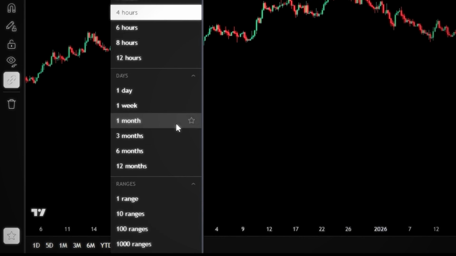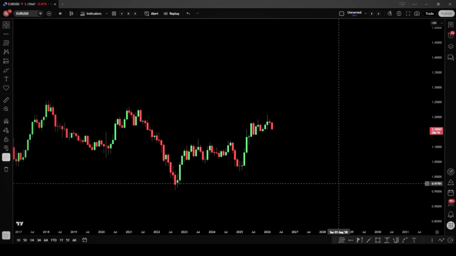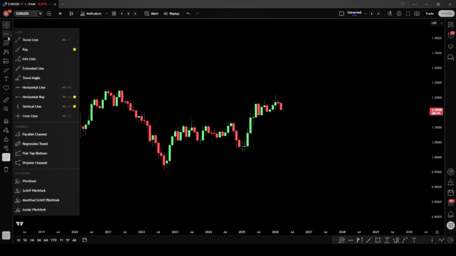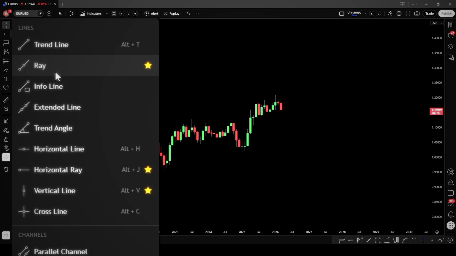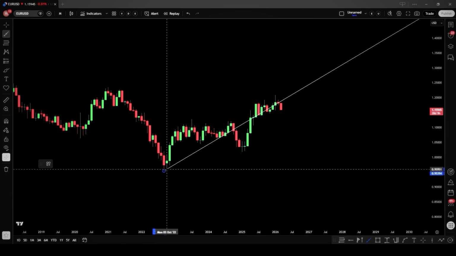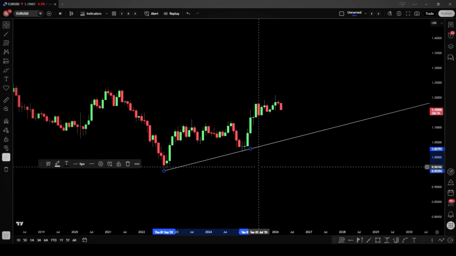Typically, starting on the monthly time frame is large enough, and we begin by marking out our major trend. To do this, go to Tools and select Ray. Weirdly, don't select Trend Line. A ray is a trend line that extends past our selected points. Don't ask me why TradingView is making it so complicated.